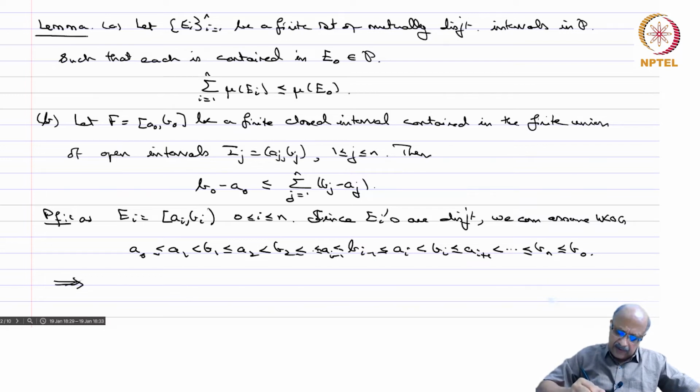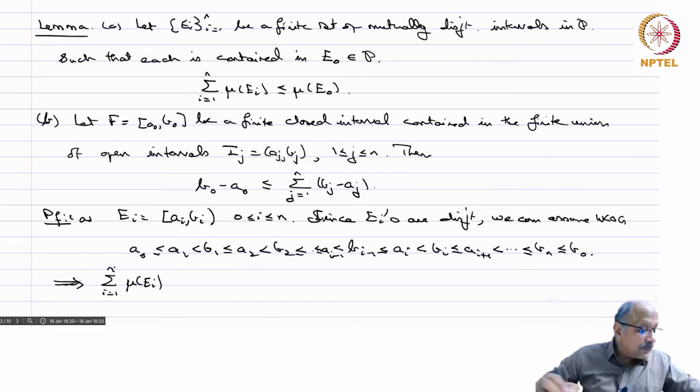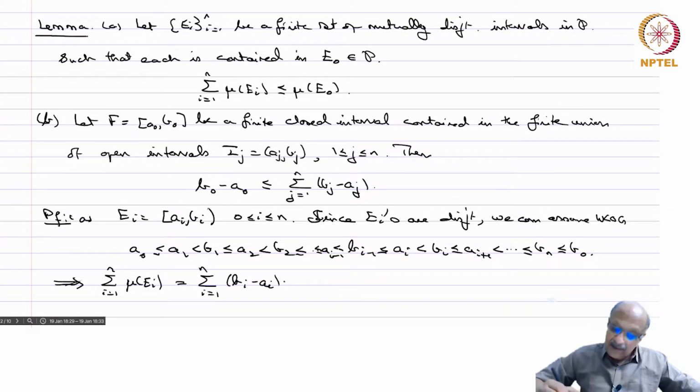this implies that sigma mu of ei, i equals 1 to n, is nothing but sigma i equals 1 to n bi minus ai, and then you add all the missing portions. So this is less than or equal to sigma i equals 1 to n bi minus ai plus sigma i equals 1 to n minus 1 ai plus 1 minus bi.